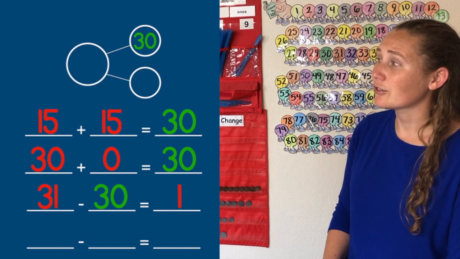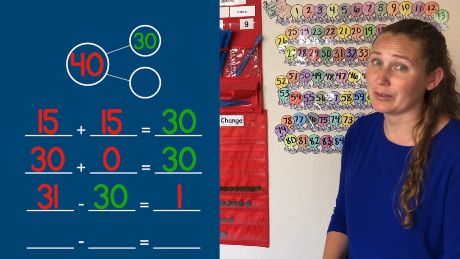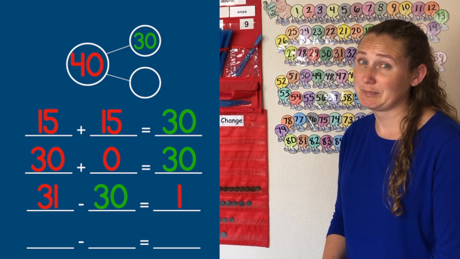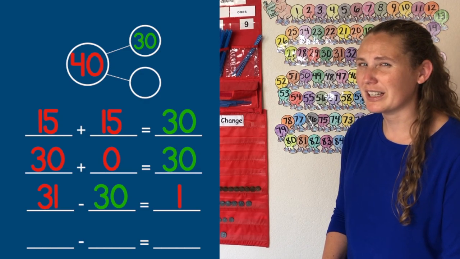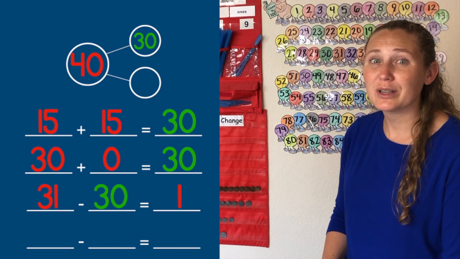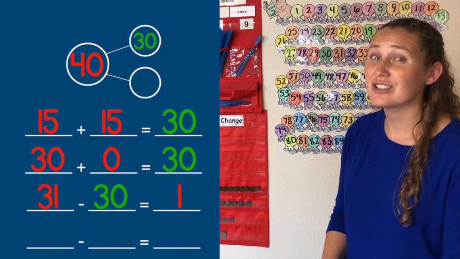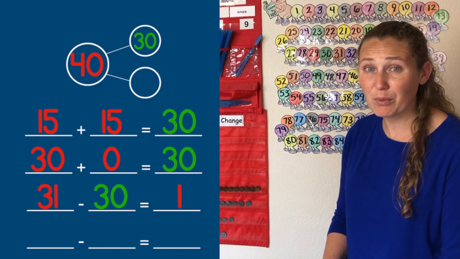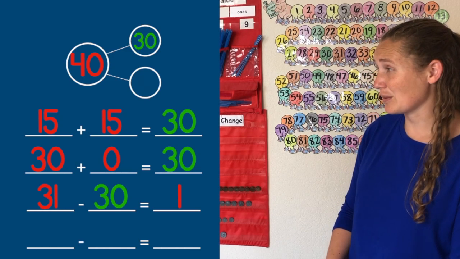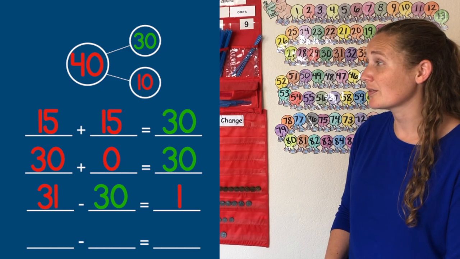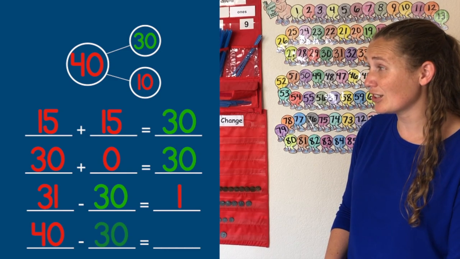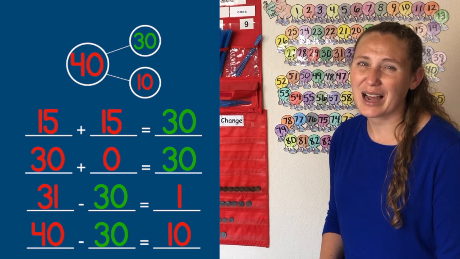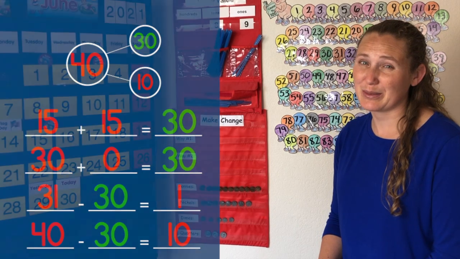What if we put 40 in the big bubble? How much more is 40 than 30? If we count by tens, we just count from 30 straight to 40. That's because 40 is 10 more than 30. Let's put 10 in the other small bubble. 40 minus 30 equals 10. Great job doing number bonds with me.